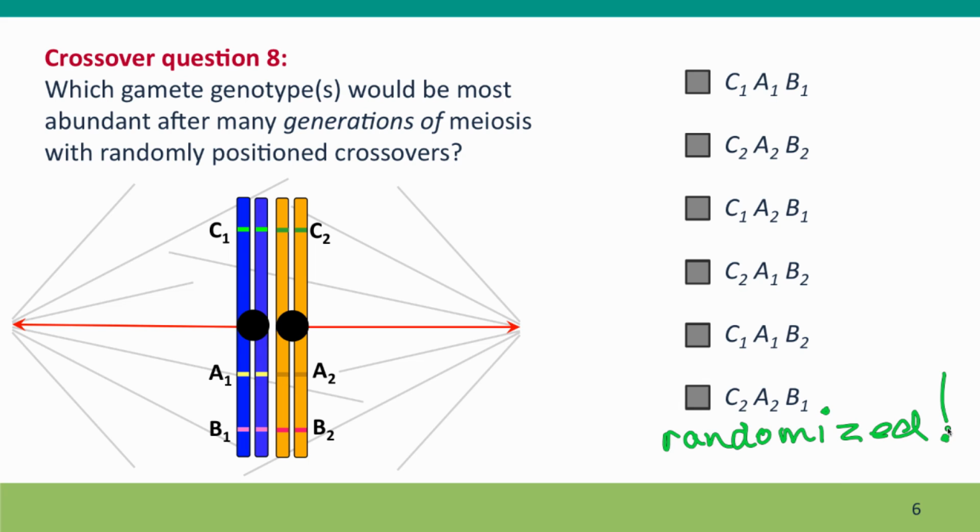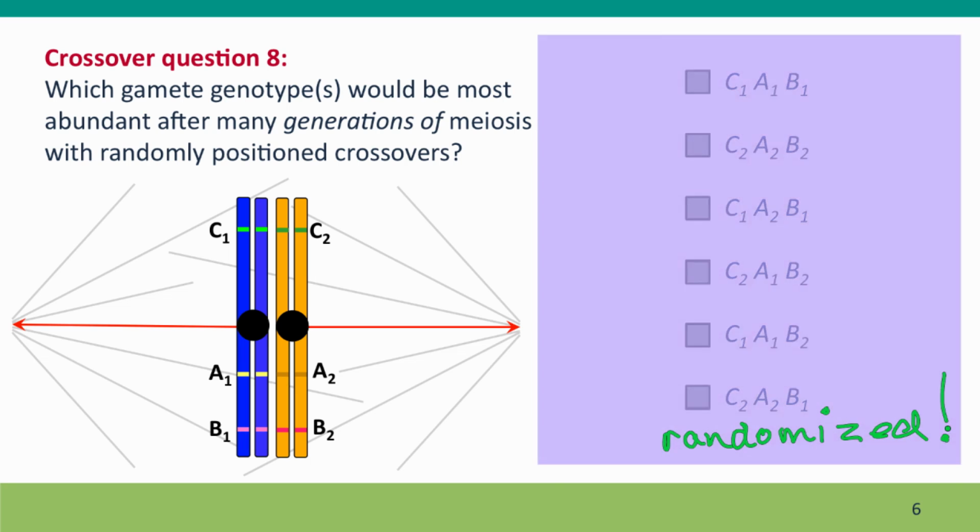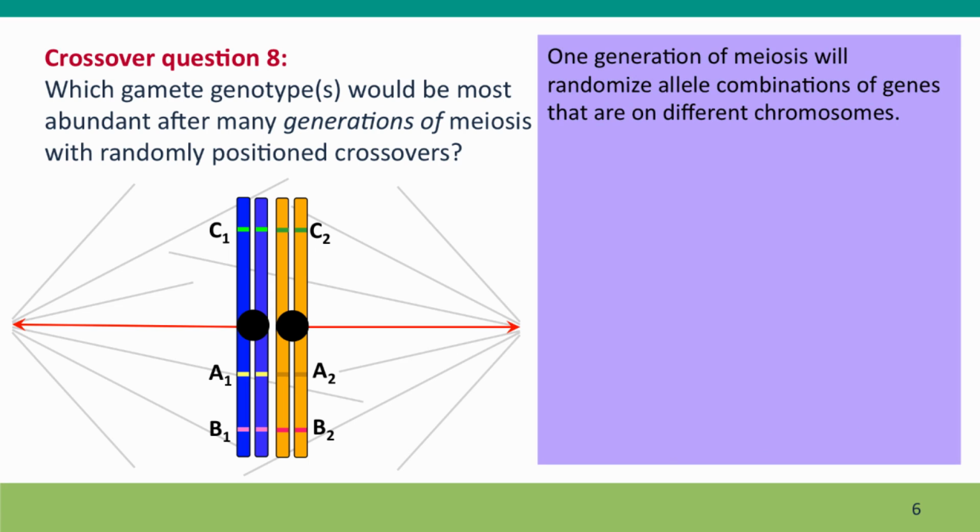Now, this is an important point, so I'm going to emphasize it in another way. If we just had one generation of meiosis, when we think about alleles that are on different chromosomes, one generation of meiosis is all that it takes to randomize the allele combinations. Those are the kinds of events that we were looking at when we did genetics problems with genes on different chromosomes that didn't involve crossing over.